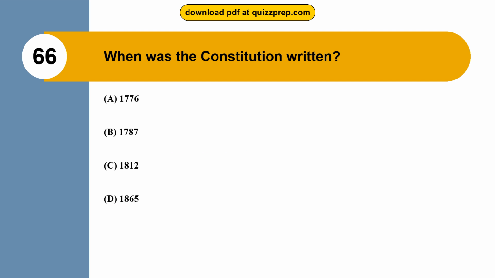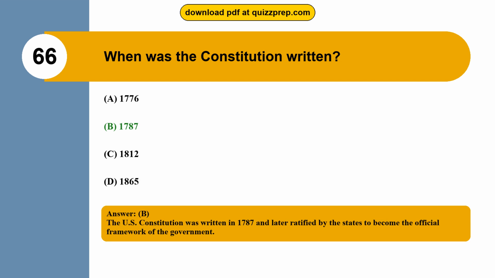Question 66. When was the Constitution written? Option A, 1776. Option B, 1787. Option C, 1812. Option D, 1865. The correct answer is option B, 1787. The U.S. Constitution was written in 1787 and later ratified by the states to become the official framework of the government.